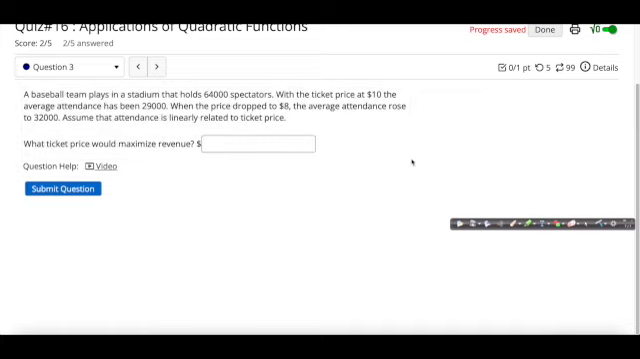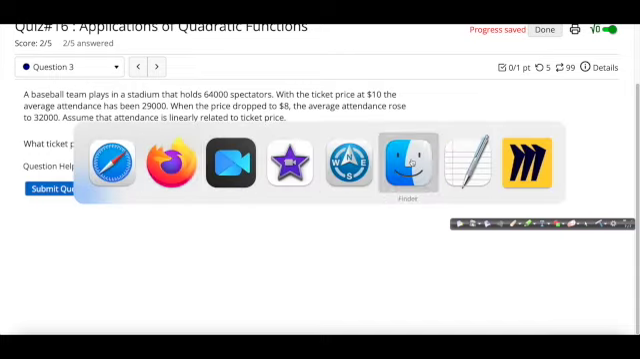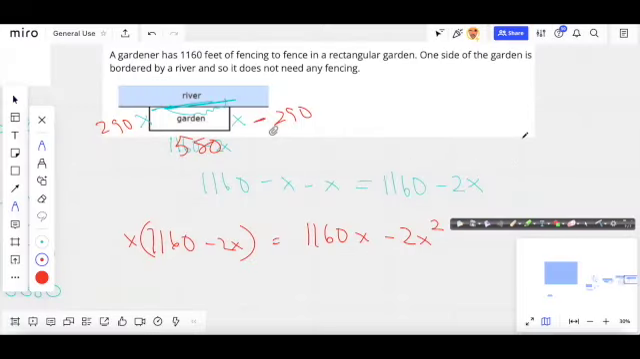A baseball team plays in a stadium that hosts 64,000 people. With the ticket price at $10, the average attendance is 29,000. When the prices go down to $8, the average attendance rises to 32,000. Assume that attendance is linearly related to ticket price. That linearly is a key word. It means straight line dimensions, right? So we know that to be true.